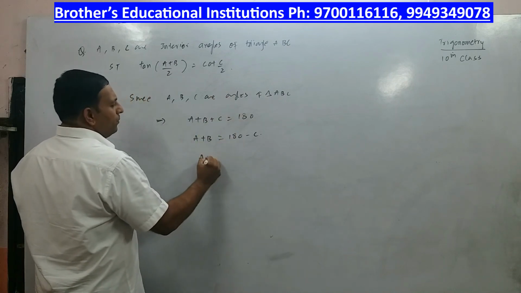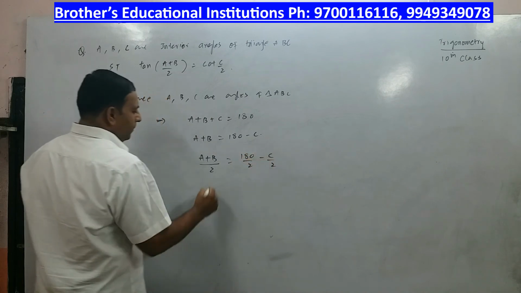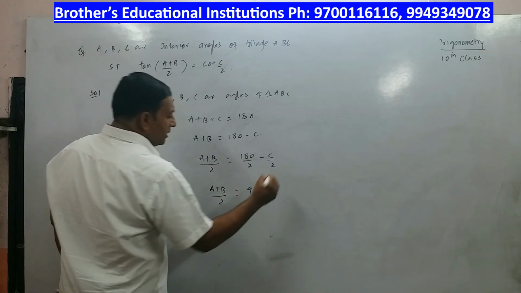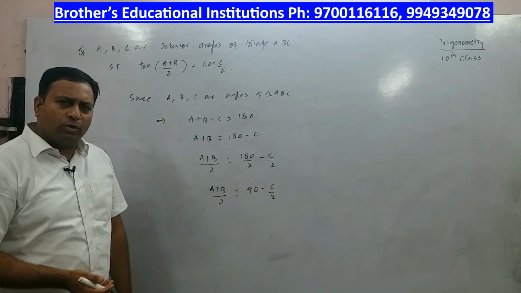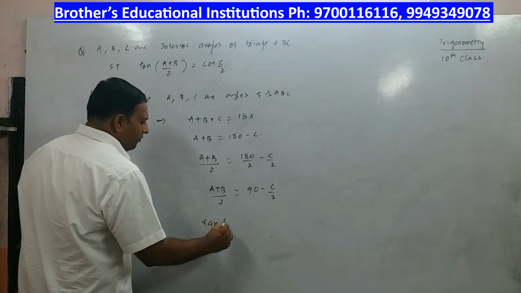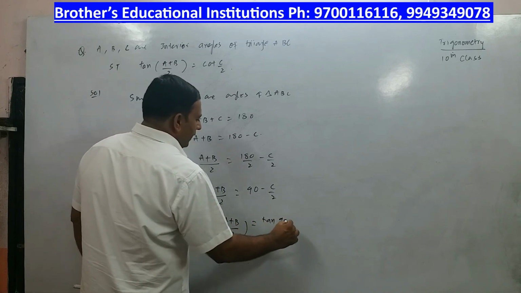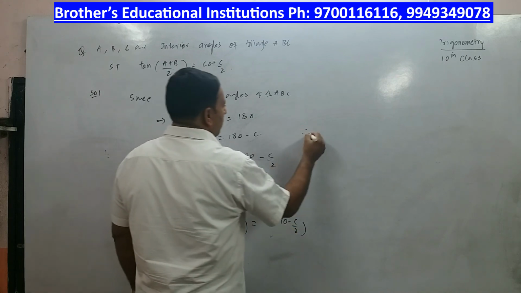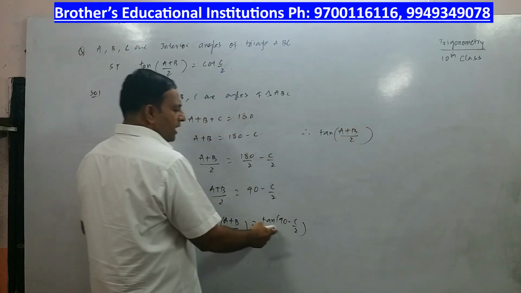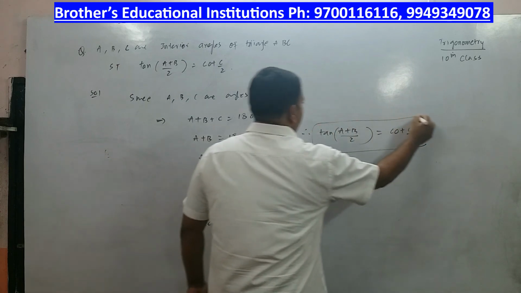Now when I divide by 2, I will get (A plus B) by 2 is equal to 180 by 2 minus C by 2. What is 180 by 2? 90. So (A plus B) by 2 is equal to 90 minus C by 2. Now what do you need? You need tan, so you apply tan on both sides. Tan of (A plus B) by 2 is equal to tan of 90 minus C by 2. What is tan of 90 minus theta? Cot theta. So it is cot of C by 2, and hence proved.